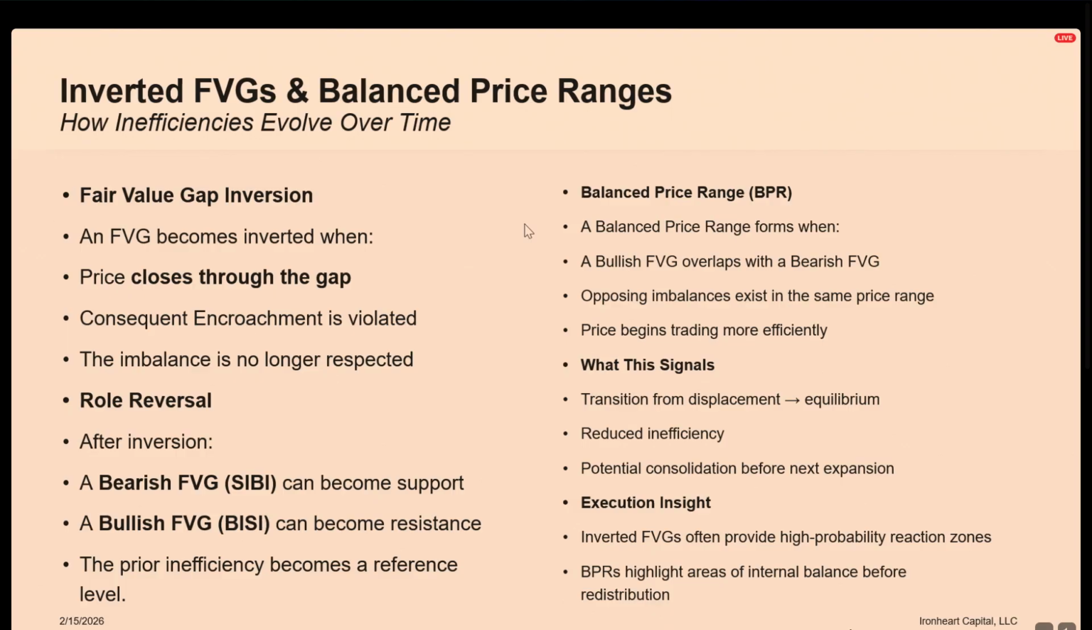Okay, so last thing we're going to talk about before Rob shows a couple examples of fair value gaps is an inversion gap and a balanced price range. Okay, so a fair value gap inversion is when a fair value gap is created and then price comes back to that fair value gap and closes through it, right? The consequent encroachment is violated. The imbalance is no longer respected. Some people will often use that as trade confirmation of either continuation or reversal.